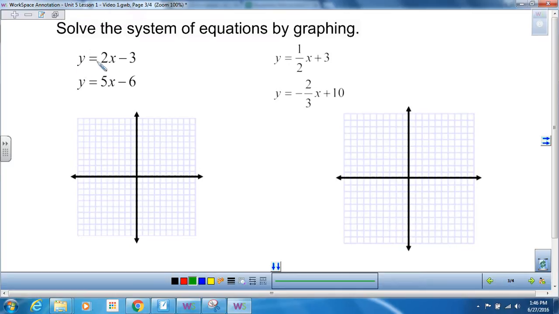In this first one, y equals 2x minus 3. So just graph each line by itself. This is slope-intercept form. My slope is 2, which we'll put as 2 over 1, and the y-intercept is negative 3. So I'm going to start at negative 3 on the y-axis, and my slope is 2 over 1, so up 2, right 1.